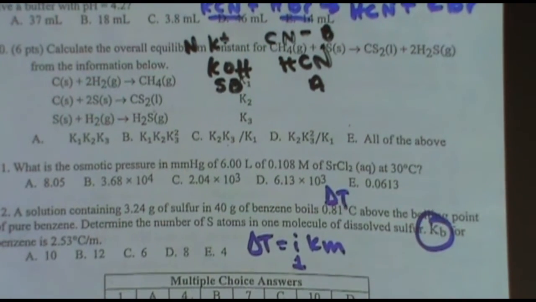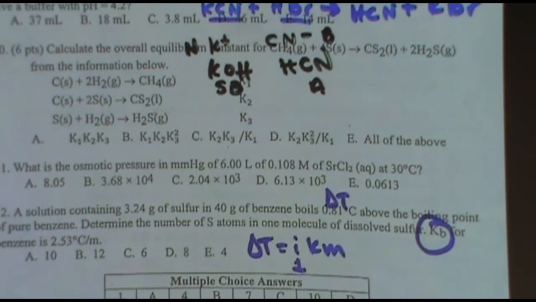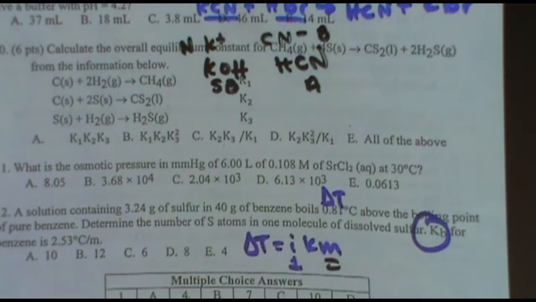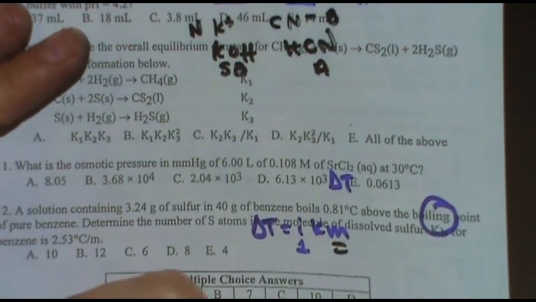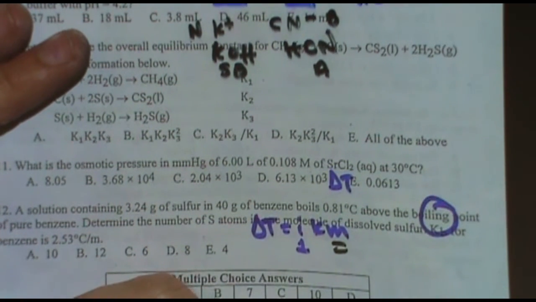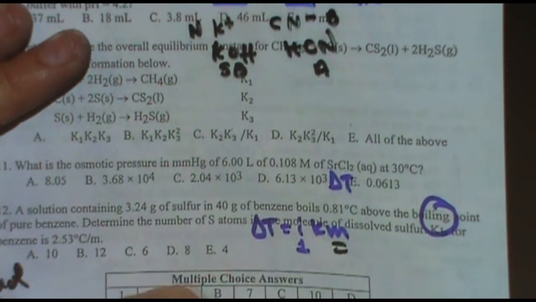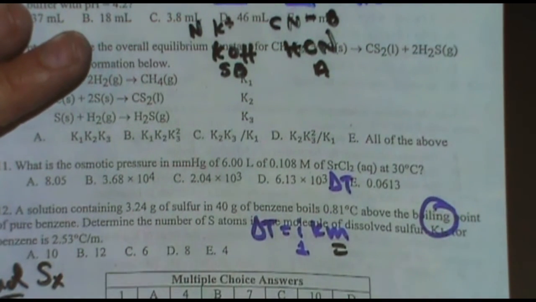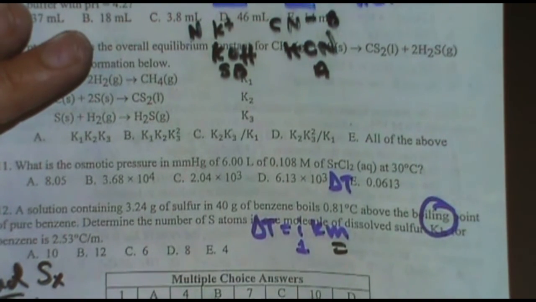Notice this is not a plug and chug problem because they want the number of sulfur atoms. That's that second scenario, the slightly harder one. You're solving for molality. Remember, molality is equal to moles per kilogram. It's going to be moles of the sulfur compound, I'll put Sx because we don't know what it is, divided by the kilograms of benzene.